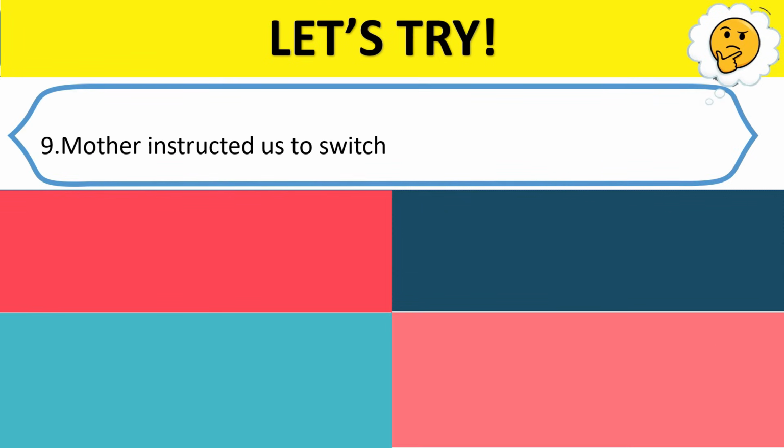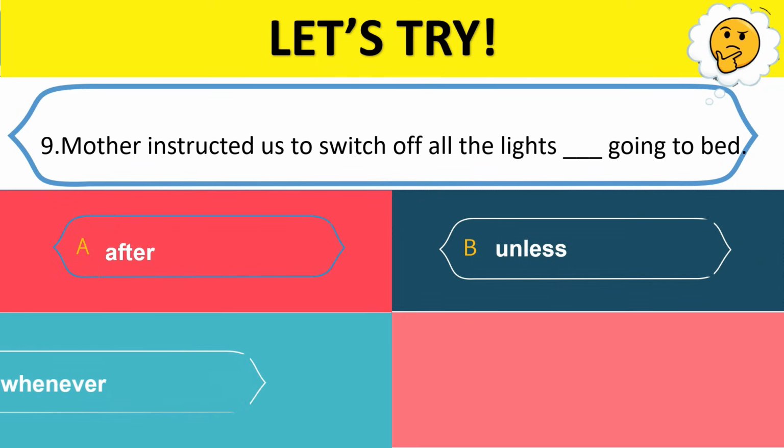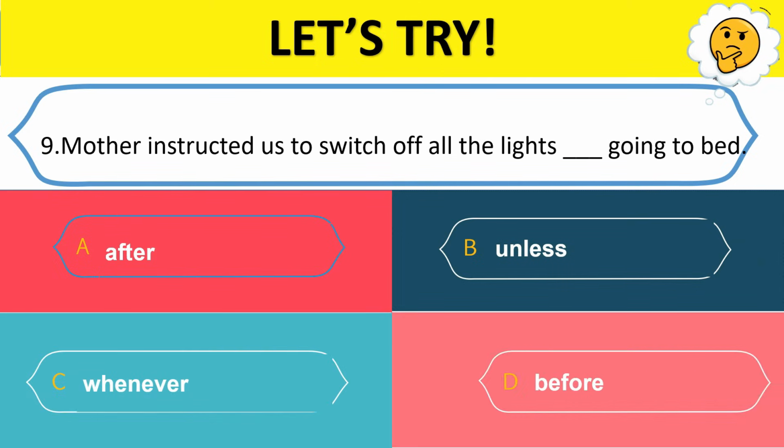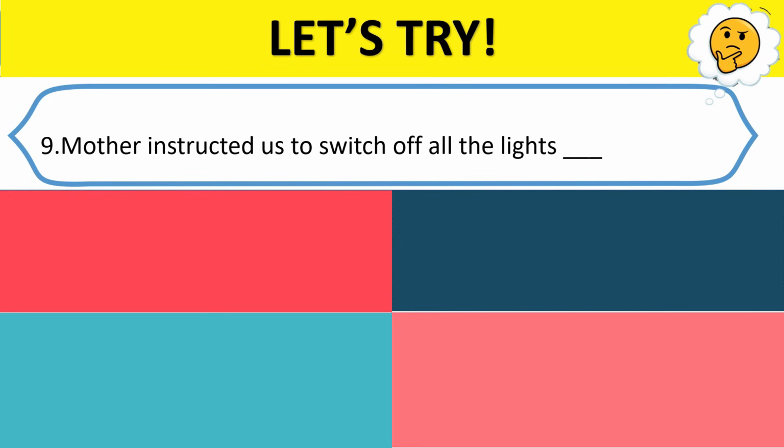Mother instructed us to switch off all the lights. A. After. B. Unless. C. Whenever. D. Before. What do you think is the correct answer? The correct answer is letter D.